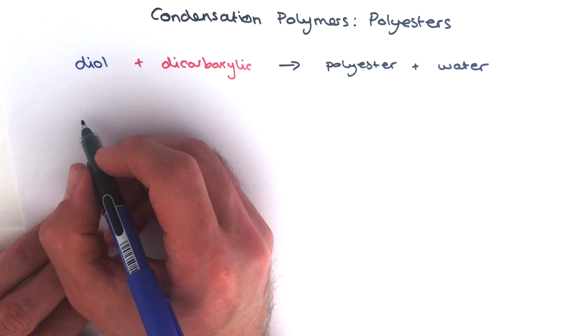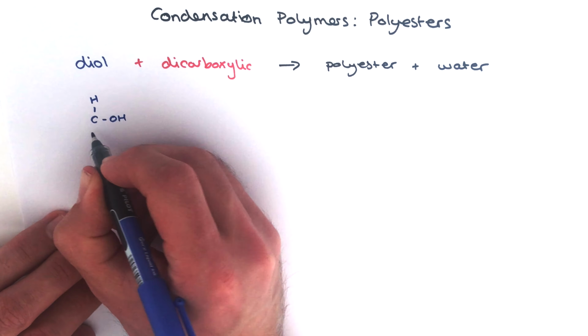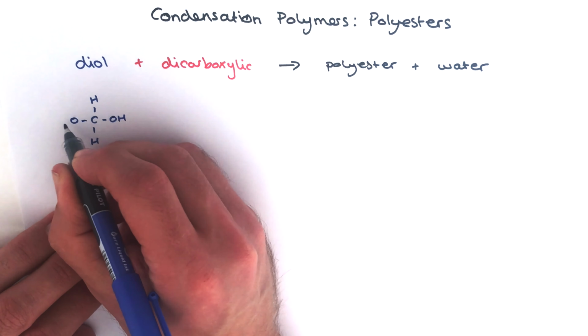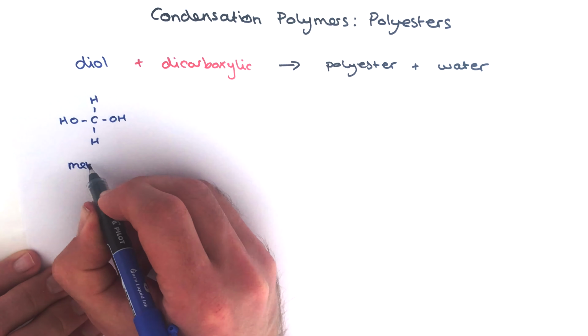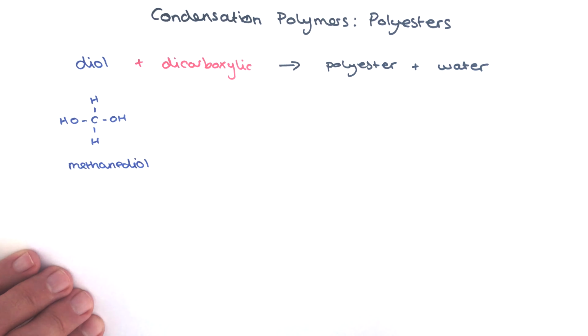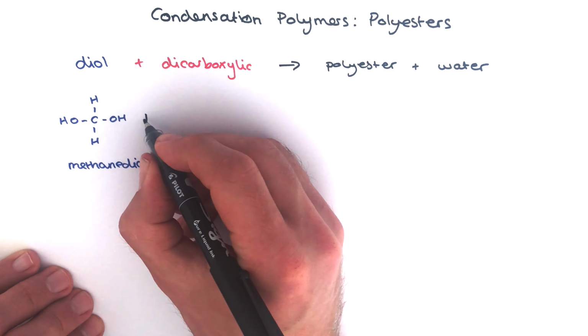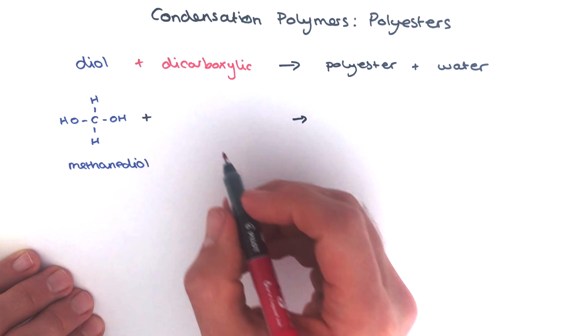So, first of all, let's start off with a simple alcohol. So we're going to do methane diol. So we've got two OH groups on it. So methane diol. The di meaning it's got two. We're going to add this to our carboxylic acid. So we need a dicarboxylic acid in this situation.